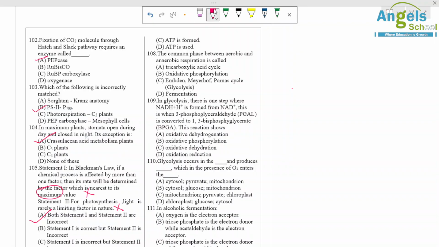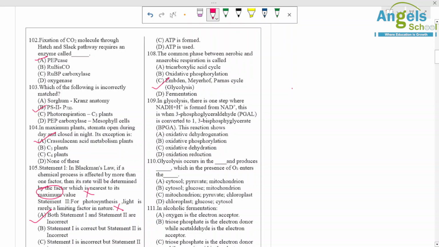Okay, question number 108. The common phase between aerobic and anaerobic respiration is called: TCA cycle, oxidative phosphorylation, EMP path, or fermentation. So in aerobic and anaerobic respiration, glycolysis or EMP path is common. So the right option is C.